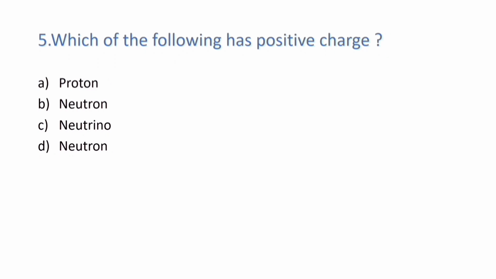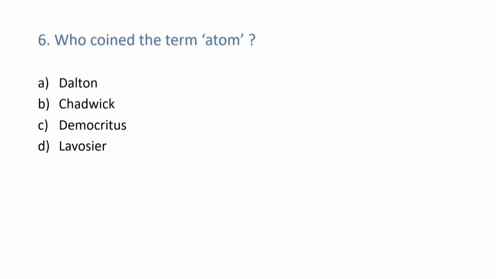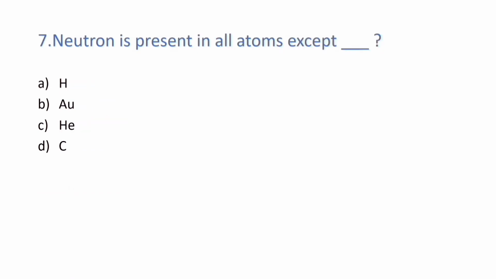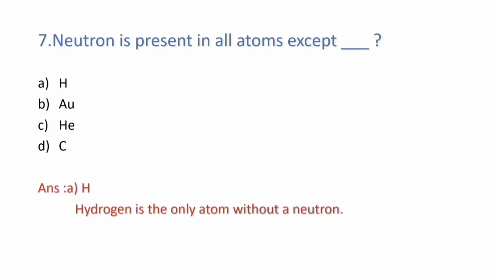Which of the following has positive charge? Option number A, proton. So, proton has positive charge. Who coined the term atom? Option number C, Democritus. So, Democritus coined the term atom. Neutron is present in all atoms except. Option number A, hydrogen is the correct answer. Hydrogen is the only atom without a neutron.